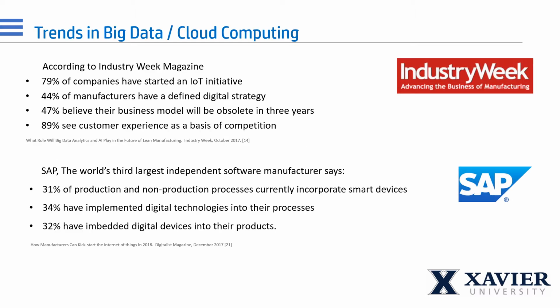So as we start to look into the trends, we can check with places like Industry Week magazine. When we look at this, we can see that most companies out there realize that there is an Internet of Things initiative necessary. They're looking to the future and realizing that they will need a defined digital strategy. But when you look down towards the bottom, SAP, the third largest independent software manufacturer, shows us that less than half of any of the companies out there have actually started this process.